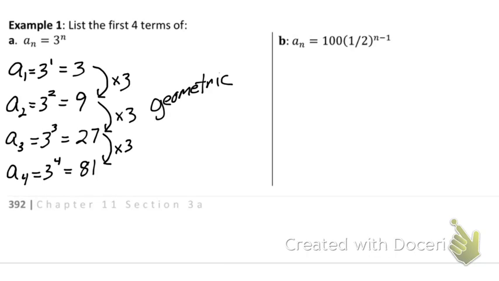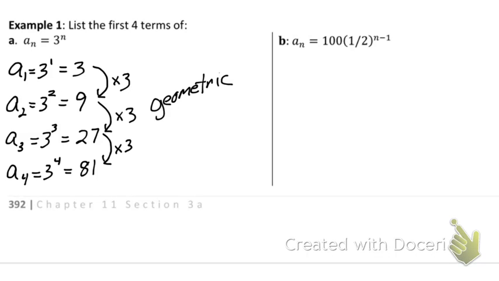All right, so it is in fact geometric, and we also knew it was geometric because if we look right here, I have 3 to the n. Anytime you have a number to the n, a number to the n minus 1, a number to the n plus 2, a number to the 3n, it's automatically going to be geometric. So if it's an exponential function like this, where we have 3 to the n, 3 to the n minus 1, anything that looks like this, it's going to be geometric.